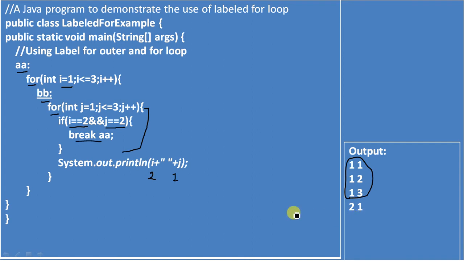But at the next iteration, when the i value is 2 and the j value is 2, it breaks the outer loop. As it breaks the outer loop, control comes out of the outer for loop. This one, control comes here. So after control comes here, it will execute the rest of the code and print whatever is in this code. So let me show you on the Eclipse IDE.